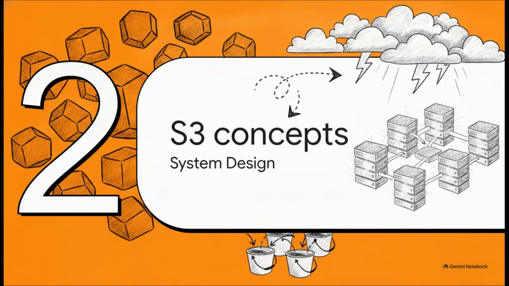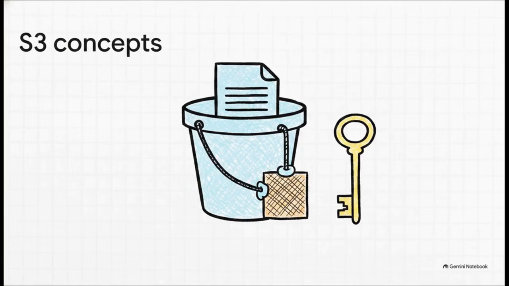Section 2, S3 and object storage. The industry standard. Let's transition from the theoretical concept of object storage to its most famous, practical, real-world application. Out in the industry, object storage is virtually synonymous with Amazon S3. The architecture here relies on three bite-sized core pieces. First, buckets. These act as your top-level containers.